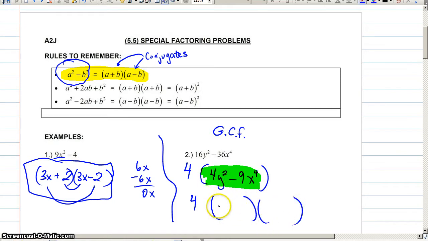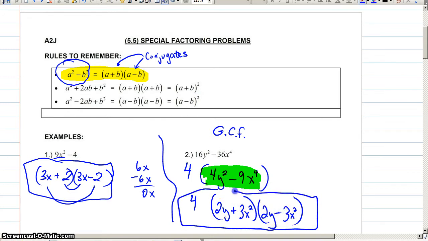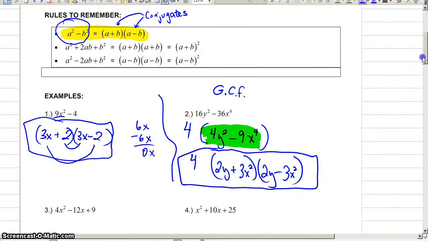What number times itself is 4? Well, a 2. And we'll have to have a 2y. What number multiplied to itself is 9? Well, a 3, and we'll need 3's in both. But we'll need x squared for both of these, because x squared times x squared is x to the 4th. One term will have a plus, the other would have a minus. And this is our factored form in its entirety.